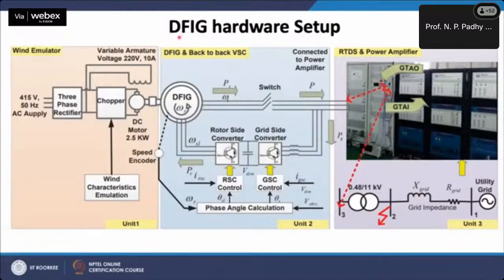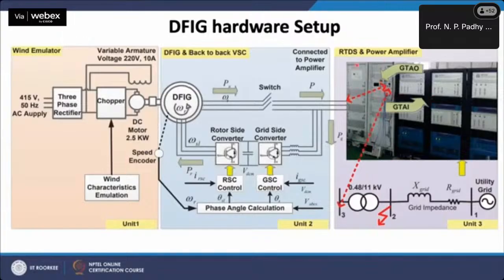As you can see in the DFIG hardware setup, a DFIG WTG of rating 2.2 kilowatt is connected to the distribution network simulated in the RTDS via a power amplifier.